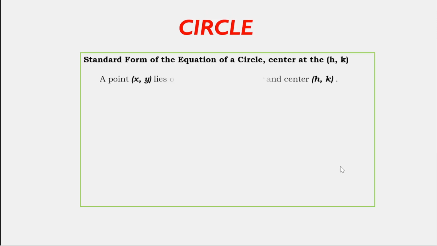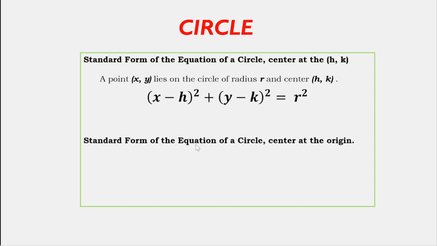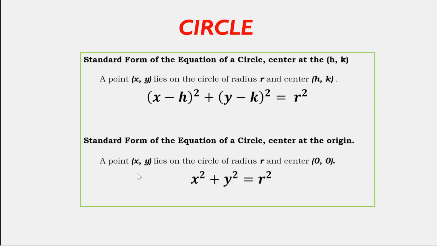To sum up, a point x, y lies on a circle of radius r and center h, k. So the equation in standard form is x minus h squared plus y minus k squared is equal to r squared. When the center of the circle is located at the point of origin, then the equation of the circle in standard form is x squared plus y squared is equal to r squared.